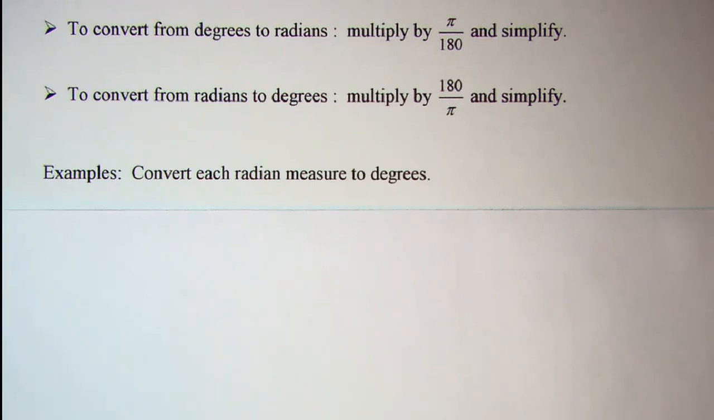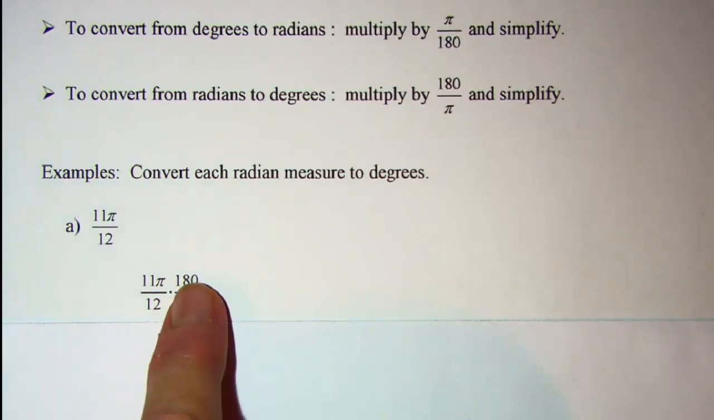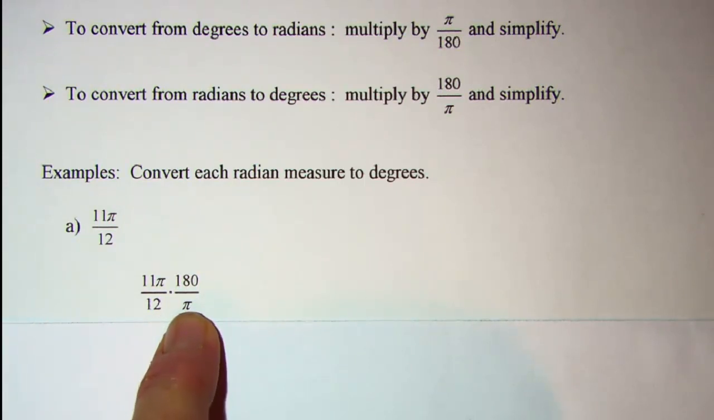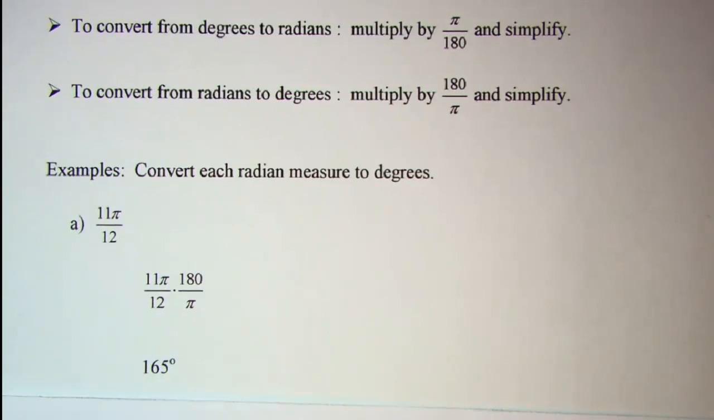In this example, we want to convert a radian measure to degrees. So this time, 11 pi over 12 radians, converting that to degrees means we multiply by 180 over pi. Notice that this unit is degrees and this unit is radians. Simplifying, the pi's cancel off, and we get 165 degrees.